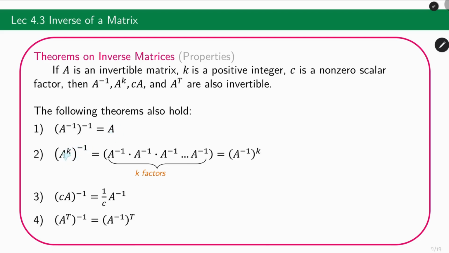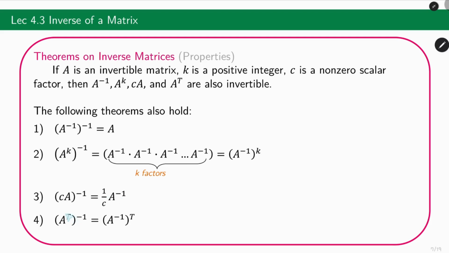The inverse of A raised to k, we can have here the k factors. Okay, we have the inverse times the inverse times the inverse until how many? k. And then we have here the inverse of c times A. We can actually take out the scalar factor here, but the scalar will be the reciprocal because the treatment of this one will be the reciprocal since it is a number. 1 over c times the inverse.